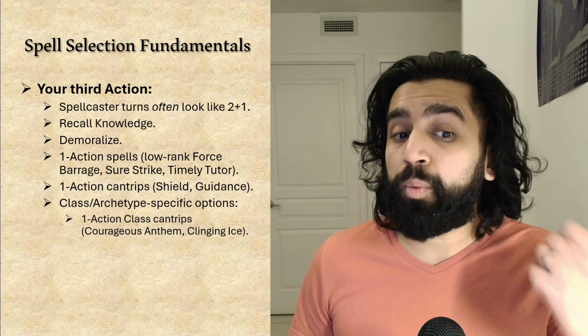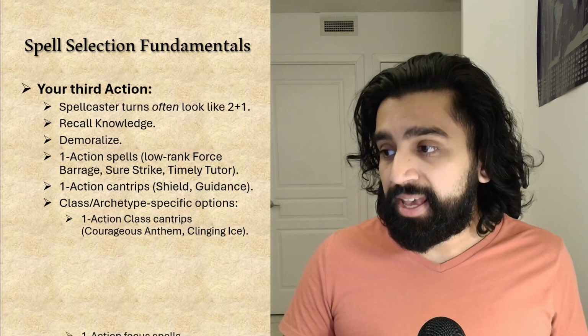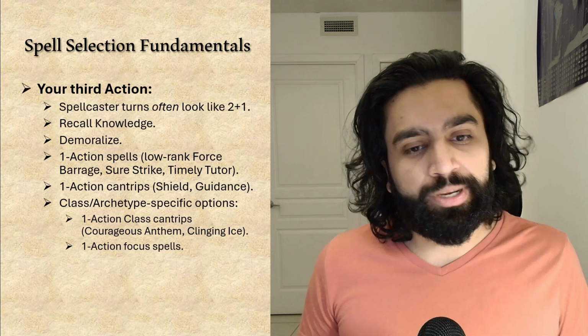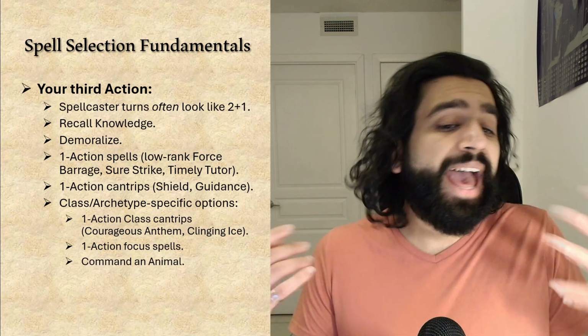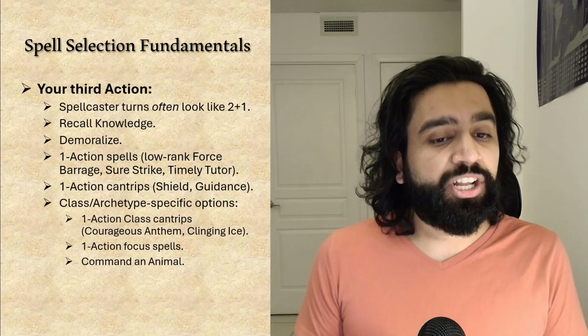Maybe you have a 1 action class cantrip like Courageous Anthem or Clinging Ice. Maybe you have a 1 action focus spell like Ancestral Memories or Elemental Toss. And finally, maybe you have an animal companion or something of the sort that you can command and get better action economy benefits out of.